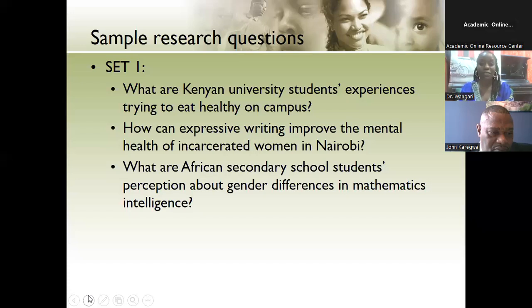How can expressive writing improve the mental health of incarcerated women in Nairobi? What are African secondary school students' perceptions about gender differences in mathematics intelligence? Note the words in each question: experiences, how, and perception. Do you think this is quantitative or qualitative? Let's take some sharing in the chat.